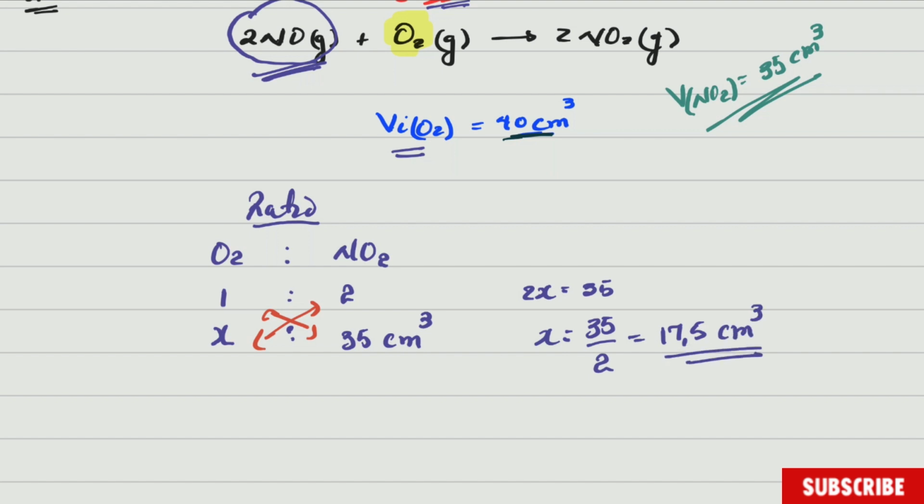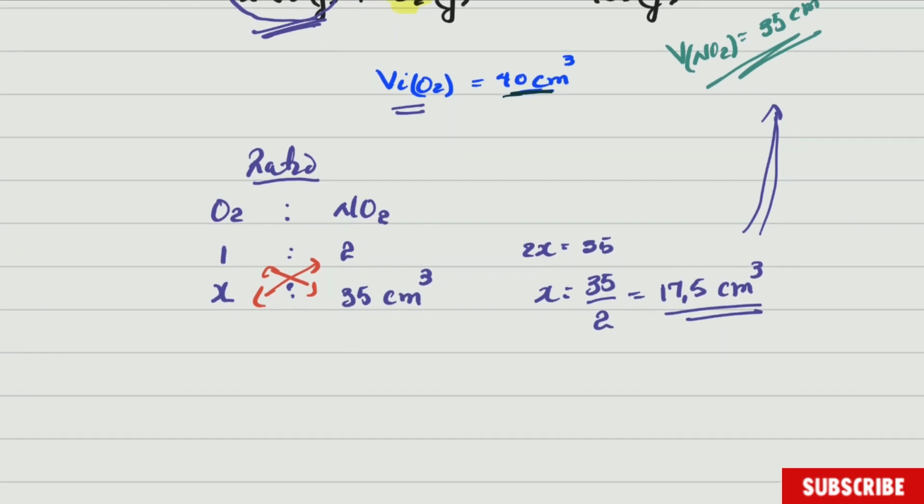Now, what is this? This is the amount of oxygen needed to produce that amount there. But how much is left? How much is left from oxygen? Well, if we started with 40 and we used up 17.5, we have left 22.5 cubic centimeters. This here is left.